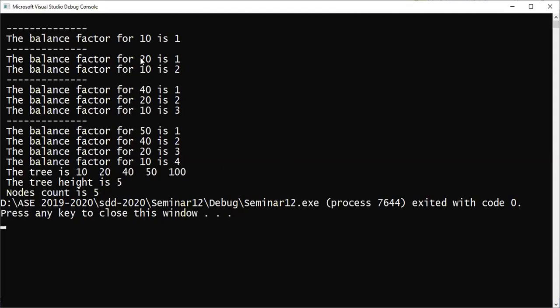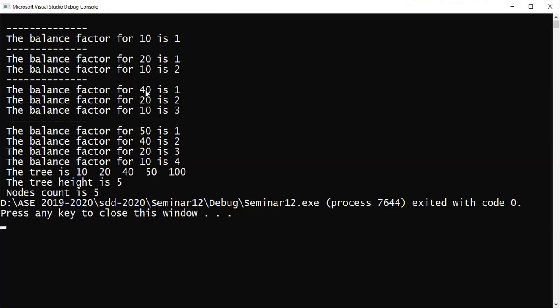Now we inserted 20. You see, the balance factor for 20 is 1, and the balance factor for 10 after we inserted 20, and remember 20 is on the right side because it's bigger, is now 2, which means the height of the right subtree is bigger than the height of the left subtree, and the entire height of the tree is 2. It's the node itself, 10, and its right child. So you have 2 levels, so it's 2.